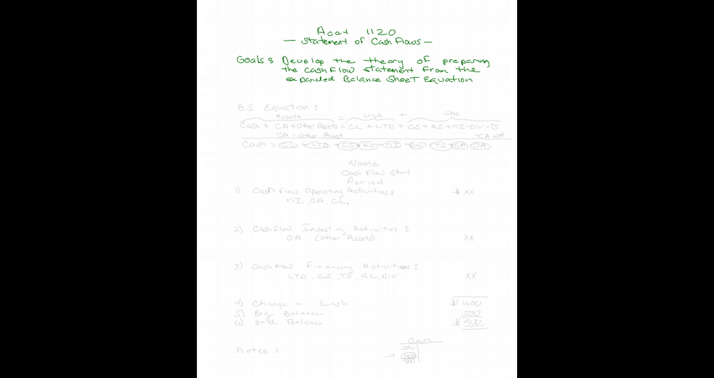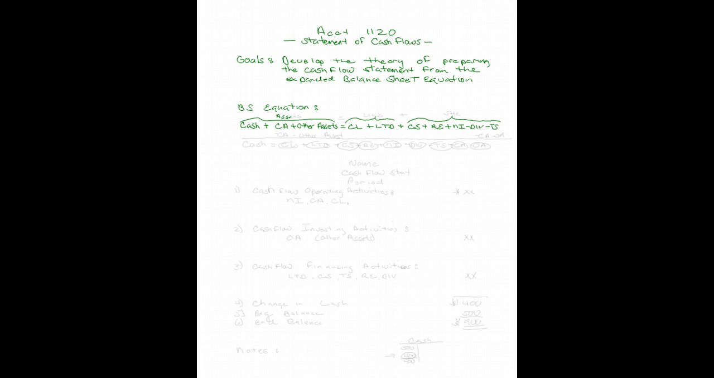sheet equation. To review our balance sheet equation, we have cash plus current assets plus all other assets equaling total assets. There's our total assets. Current liabilities and long-term debt equaling our liabilities, and then we broke our stockholders' equity into common stock, retained earnings, net income, dividends, and treasury stock.